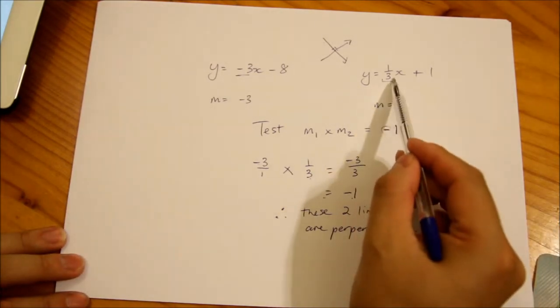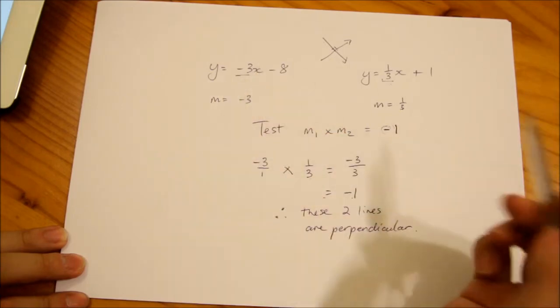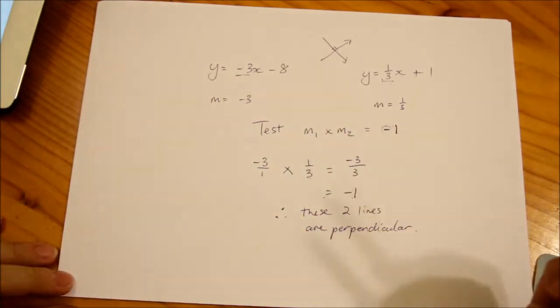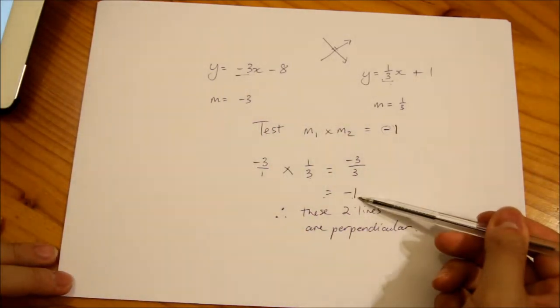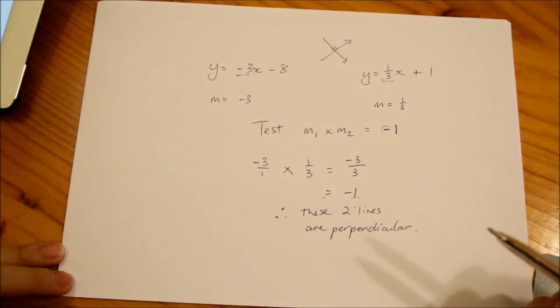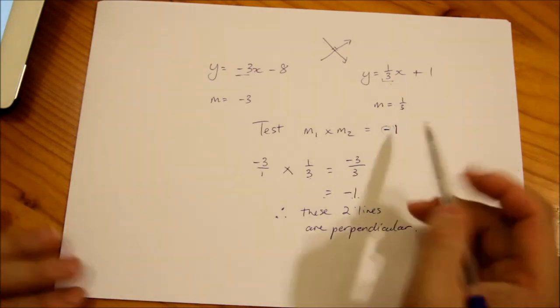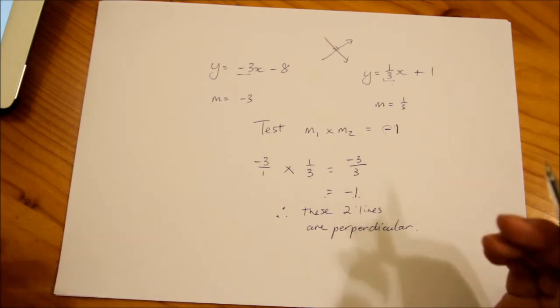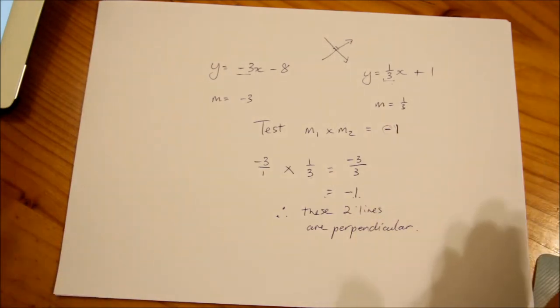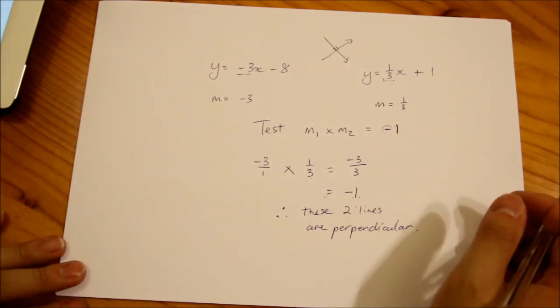As long as you find out what the two gradients are, multiply them together, and if they equal negative 1, then they're perpendicular. If they don't equal negative 1, they're simply not perpendicular to each other. Okay?